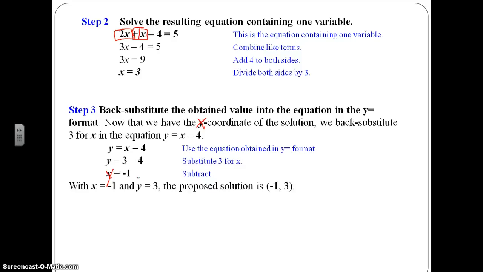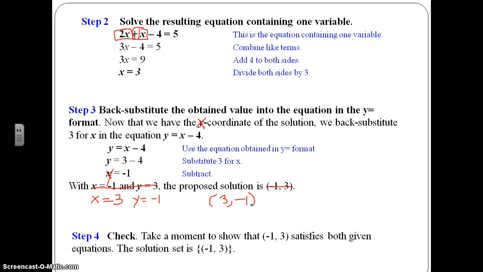So that means this is wrong too, and this will be wrong as well. So that means x equals 3 and y equals negative 1. So my solution should be 3, negative 1. And then step 4 is to check it. And again, these are wrong. These are supposed to be 3, negative 1. I apologize for all the mistakes.